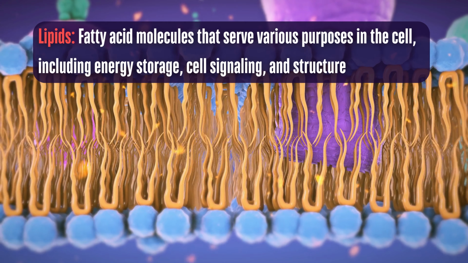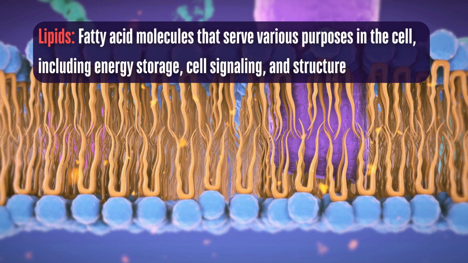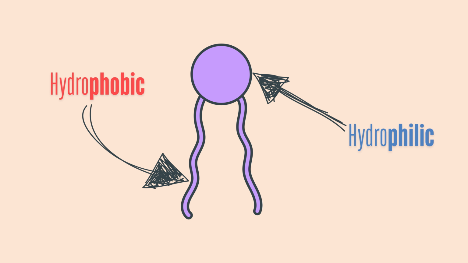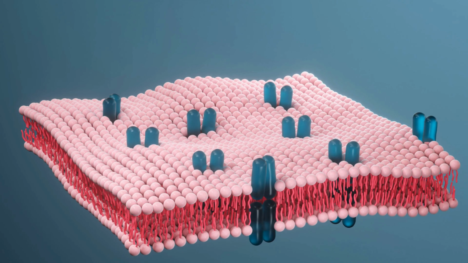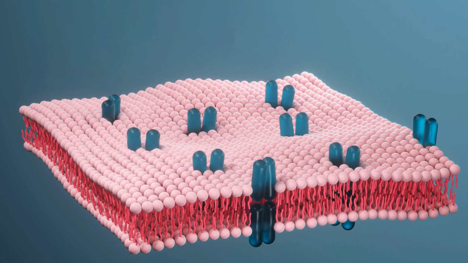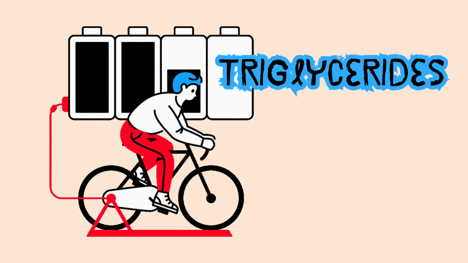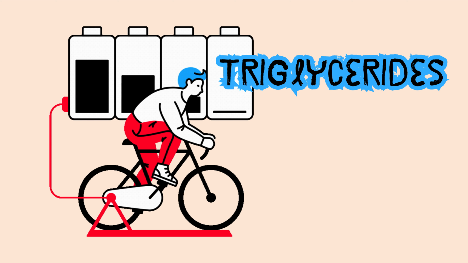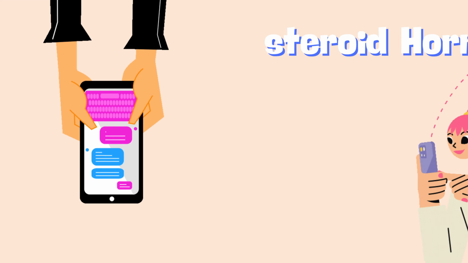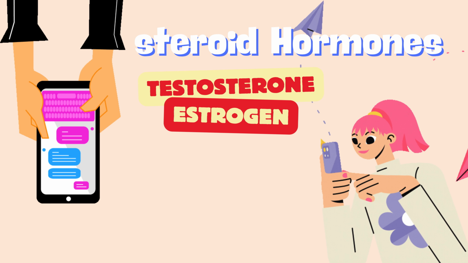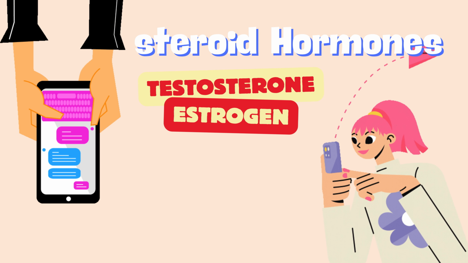These molecules include fats, oils, and hormones. They have hydrophobic tails, which repel water, but hydrophilic heads, which attract it. This unique structure helps lipids form the cell membrane's protective barrier, keeping the inside of the cell safe from the outside environment. Fats, such as triglycerides, store energy for your body, and steroid hormones like estrogen and testosterone act like chemical messengers to communicate between cells and tissues.